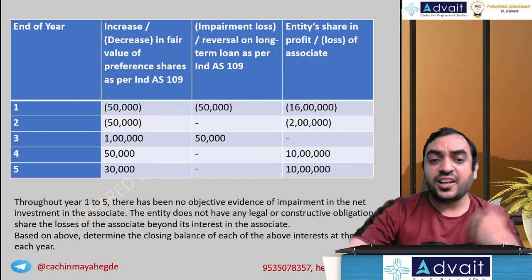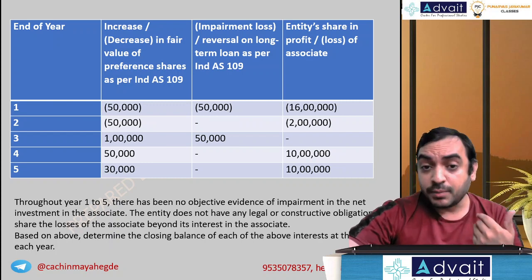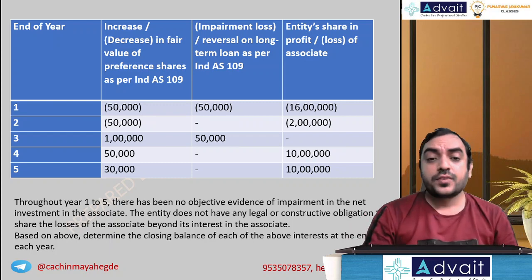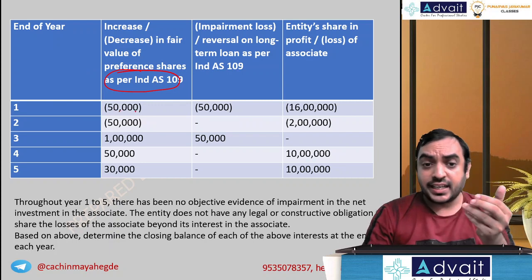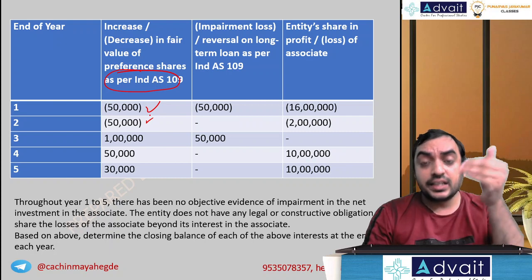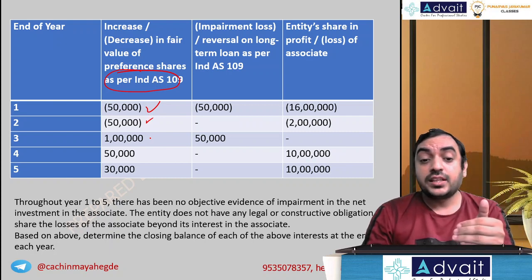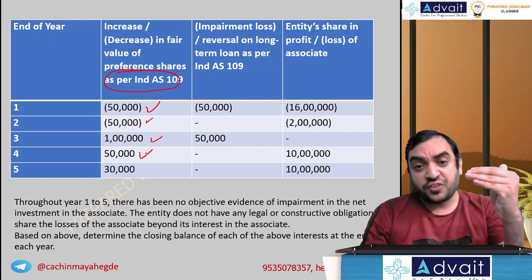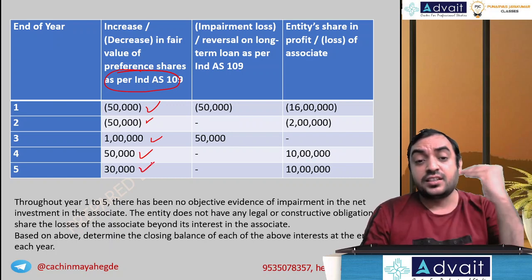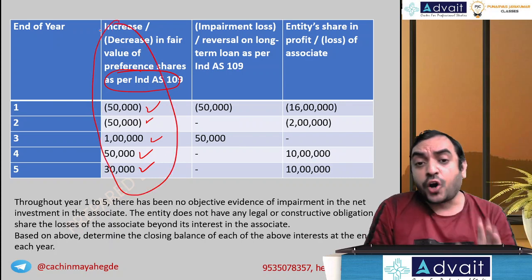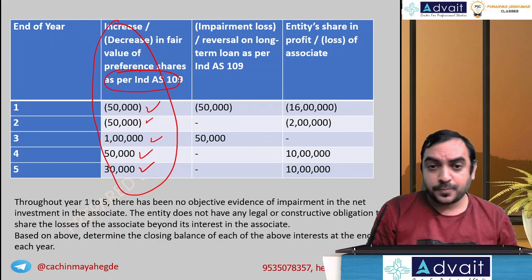Change in the fair value of preference shares. Remember, for preference shares, we will follow the Ind AS 109 fair value method. So what they're telling is: first year fair value decreased, second year fair value decreased, third year fair value increased, fourth year fair value increased, fifth year fair value increased.